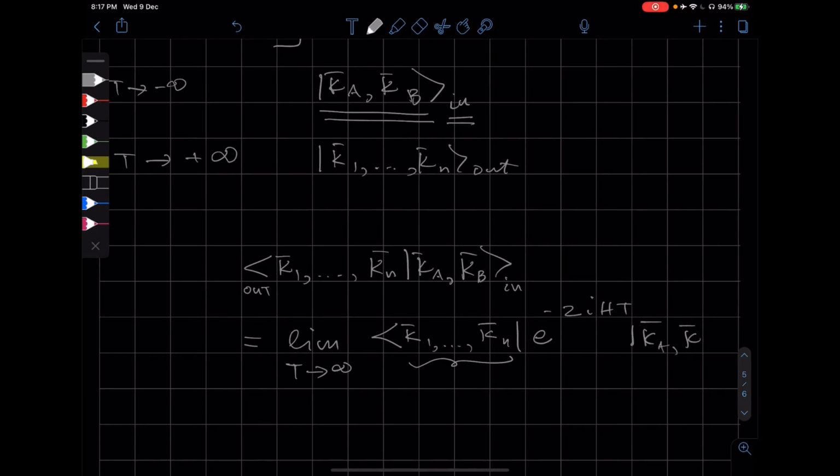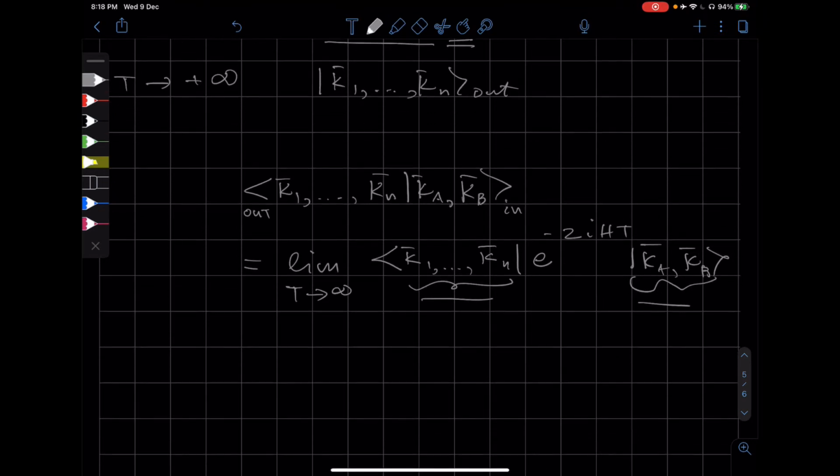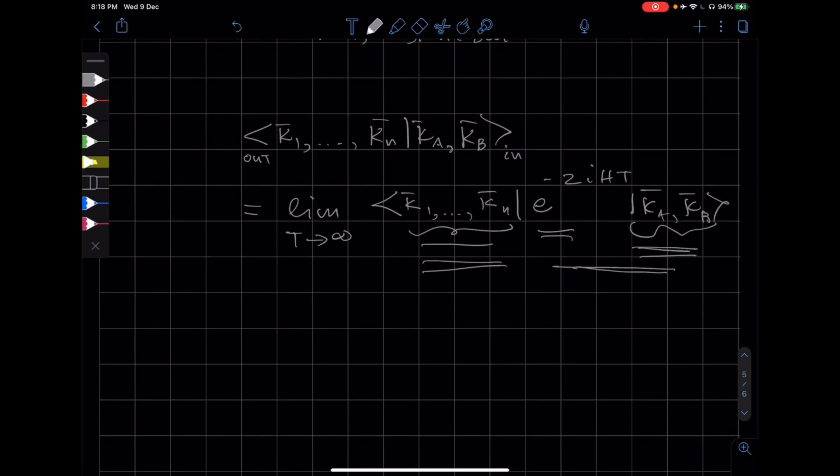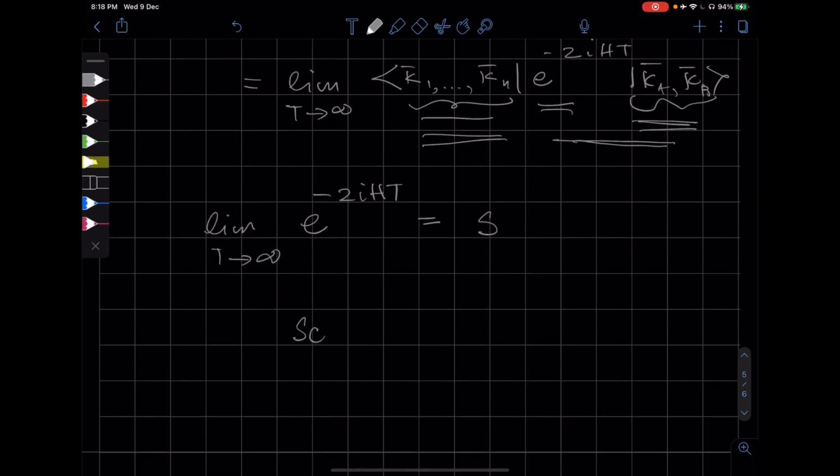This is a little bit subtle. So this state and this state, they're from the Hilbert space created by operators which are at the same time. And what this does is that it evolves both of them, this one to the far past and this one to the far future. And it's this operator, the limit t goes to infinity of e to the power minus 2iHt, that we call the scattering operator, or S operator.